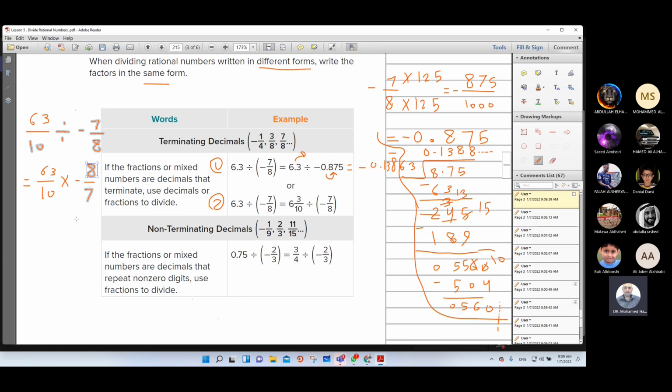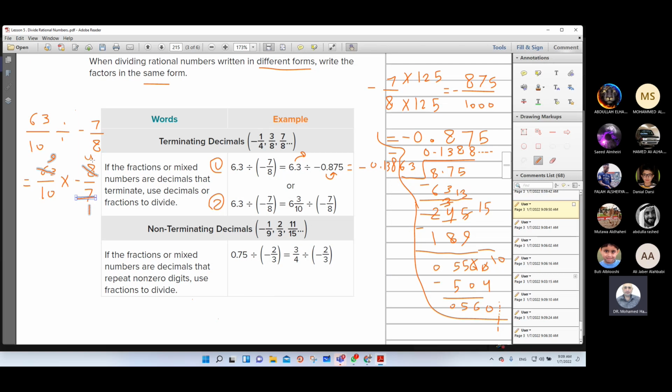Then you can do simplest form here. If you divide 7 by 7, you will get 1. If you divide 63 by 7, you will get 9. If you divide 8 by 2, you will get 4. If you divide 10 by 2, you will get 5. Positive times negative will be negative. Then 9 times 4 will be 36. And 5 times 1 will be 5.